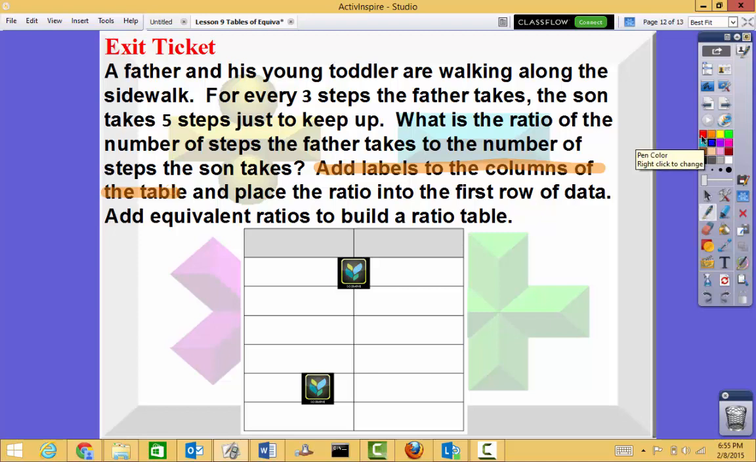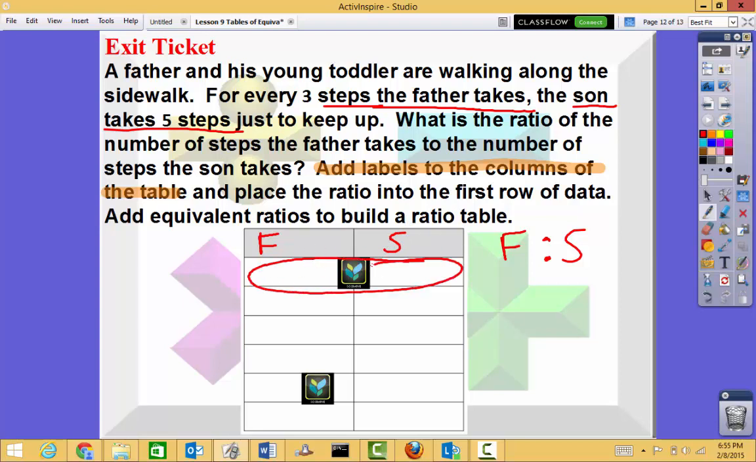So what I need to focus on is, what am I comparing? A ratio compares 2 things. I'm comparing the steps the father takes to the steps the son takes. So my ratio is going to be father steps to son steps. So father to son. On Socrative, your question you're going to answer is you're going to tell me what ratio goes in here. After you've answered that question, you're going to tell me what number would go in here for the number of father steps.